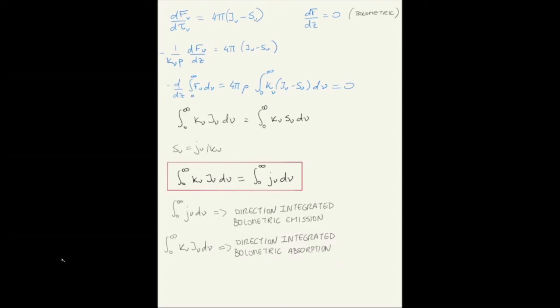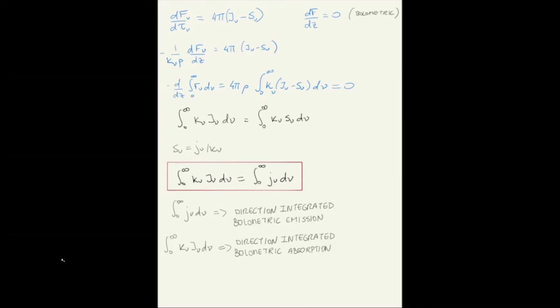So what this equation here is telling you is that the emission, if you integrate in all directions and all frequencies, is going to match the absorption integrated in all directions and all frequencies. Absorption is equal to emission. This is a statement of conservation of energy. What is emitted in a wavelength is absorbed in another wavelength.